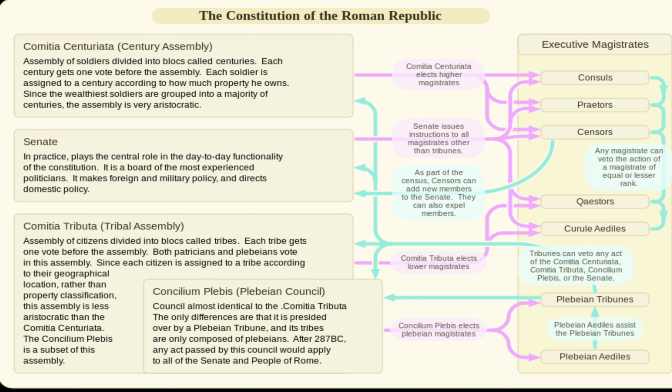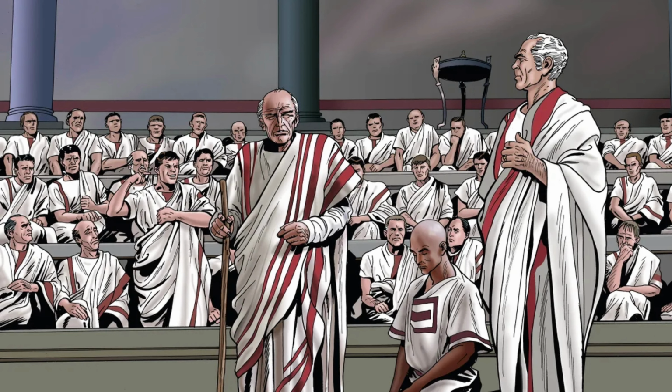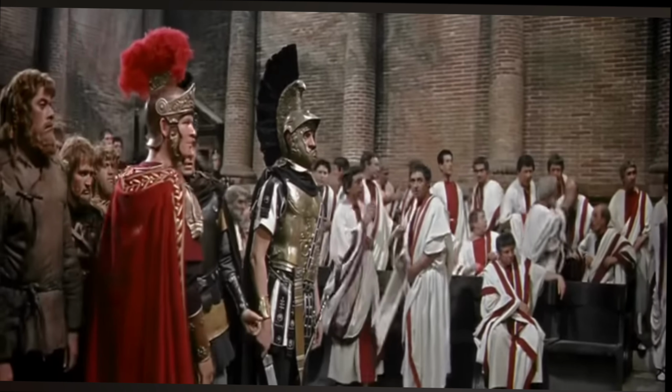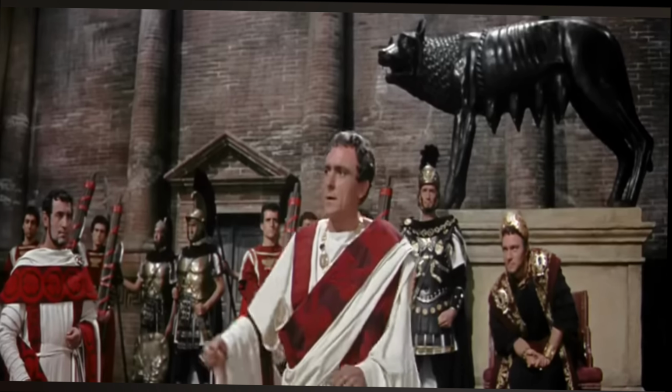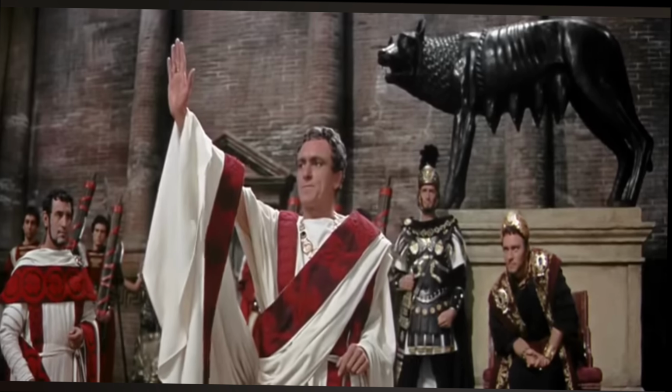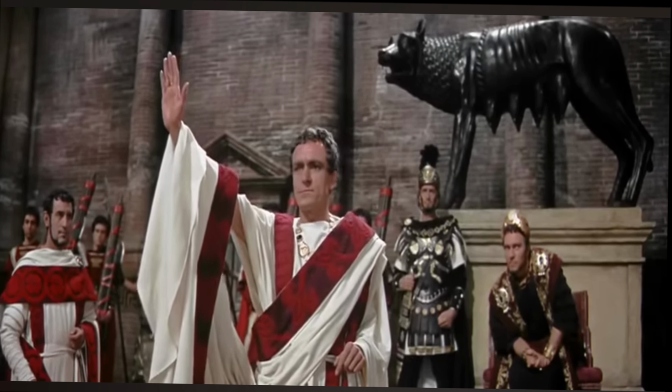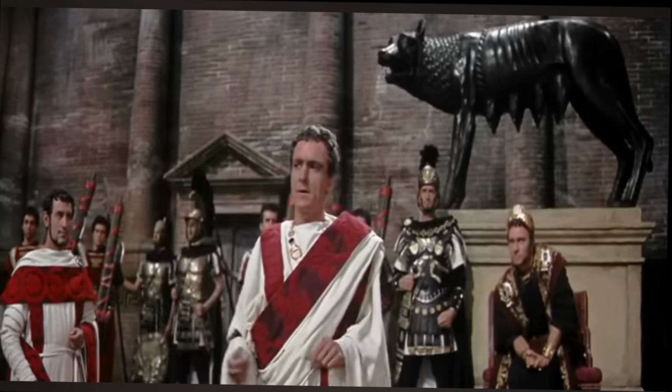The Roman Republic and the United States both have a similar government system. Both systems use checks and balances to prevent one branch from becoming too powerful, similar to how the Roman veto limited consuls. And they also have representation. Both governments allow citizens to elect representatives to make decisions on their behalf.